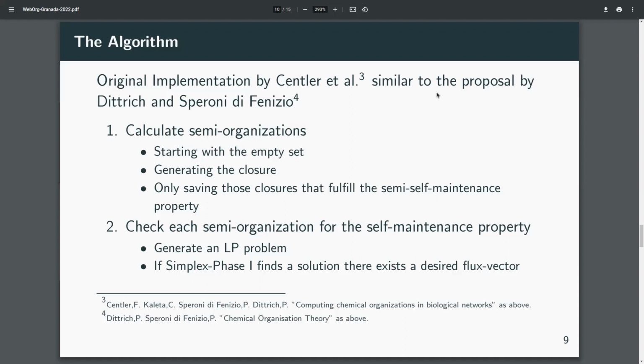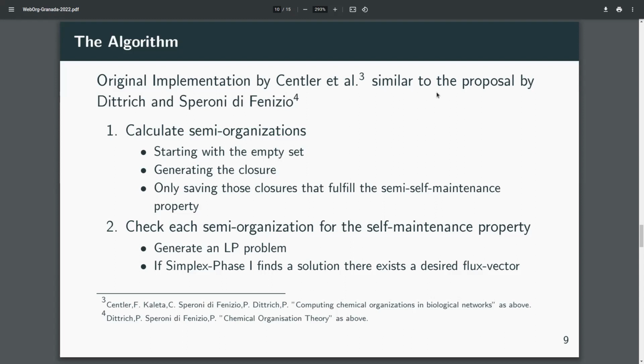For calculating the semi-organizations, we start with the empty set and then generate the closure of this empty set and check if that's self-maintained. When it is, we save that into a list and start with the next level and check from there. And that's going iteratively until we are on the top level. After we have done that, we have a list with all semi-organizations we have found and want to check.